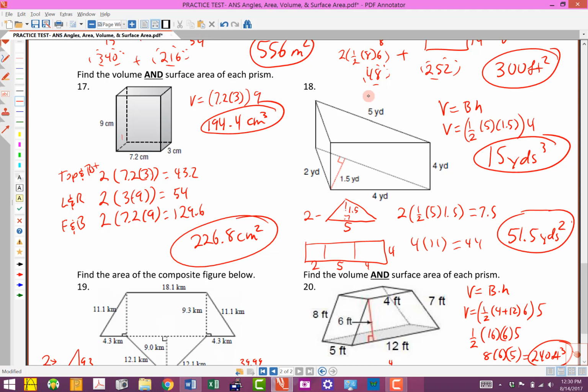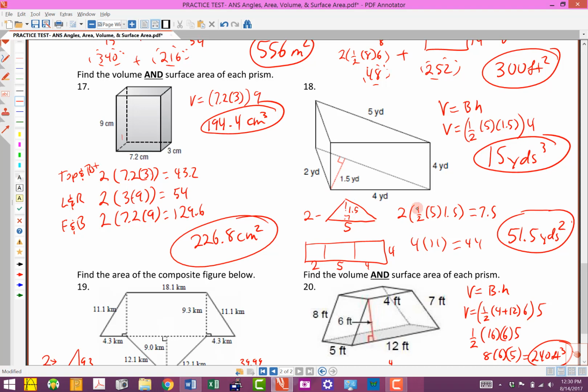Okay, let's take a look at number 18, another triangular prism. And what I did here is I said, okay, we're going to take this and we're going to cut it right here. We're going to take the top and the bottom off, so we've got 2 of these, and notice that we've got to have this side right here. How long is that edge? That edge is the same as up here, so it's going to be 5 wide and 1.5 tall.